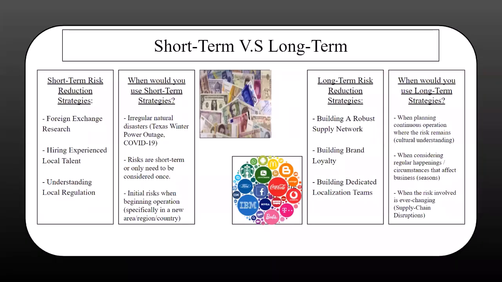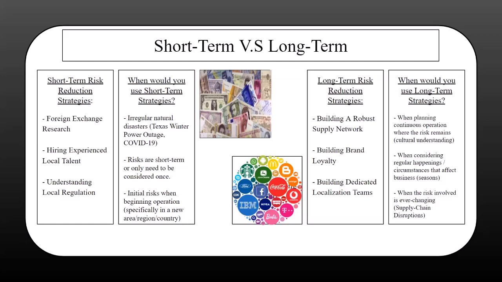When it comes to risk reduction strategies, there's generally two different types: short-term strategies and long-term strategies. Short-term strategies generally last for around a year and include things such as foreign exchange research, hiring local talent, and understanding local regulations. Companies often use short-term strategies for irregular natural disasters, such as the COVID-19 pandemic or the recent Texas winter power outage. For risks that are short-term, they only need to be considered once, or are initial risks when beginning operation.